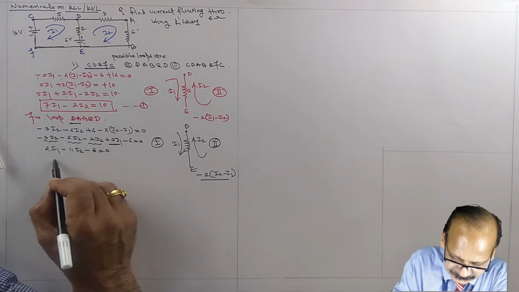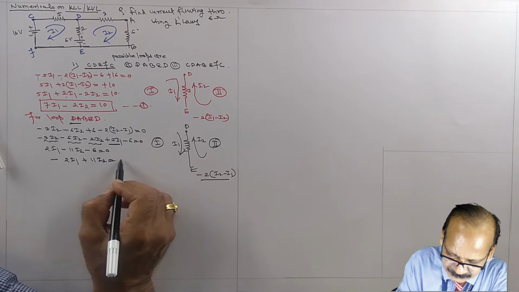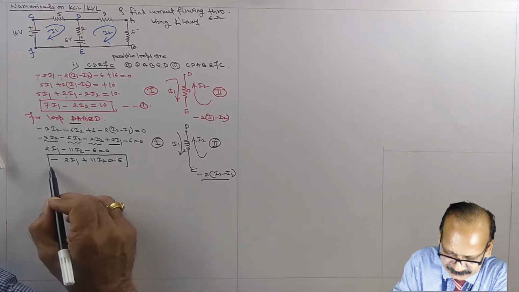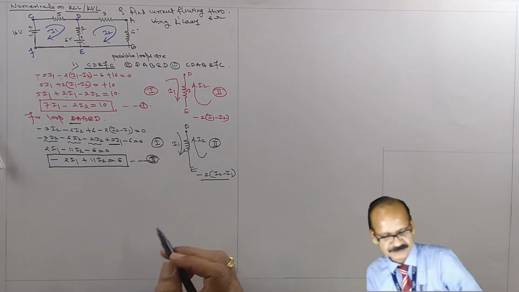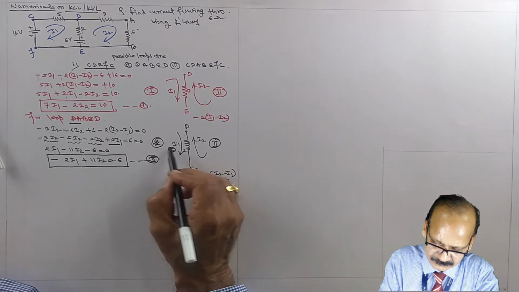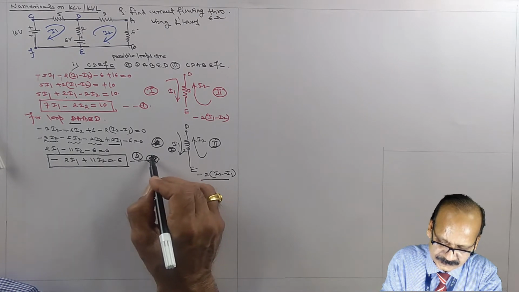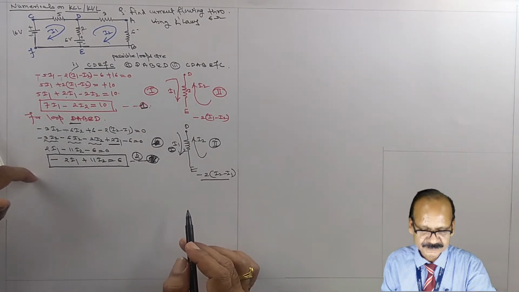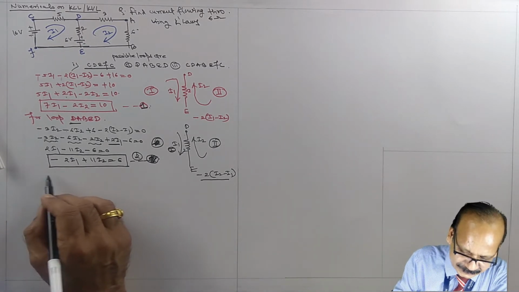So this can be written as minus 2 I1 plus 11 I2 equal to 6. Or you can keep the sign as it is also. This is equation 2. Now solving these two equations, this is for this one loop. This is equation 2. This is equation 1. Now solving equation 1 and 2 by using calci, you will get the solution directly.